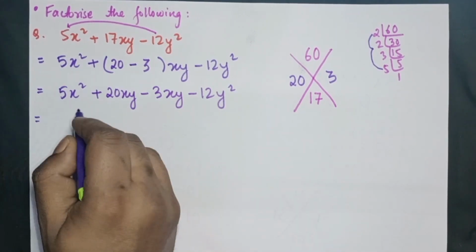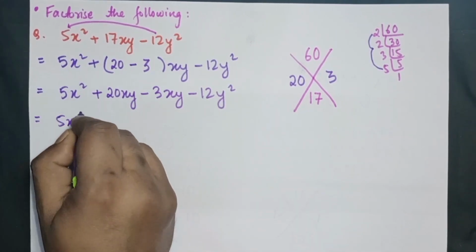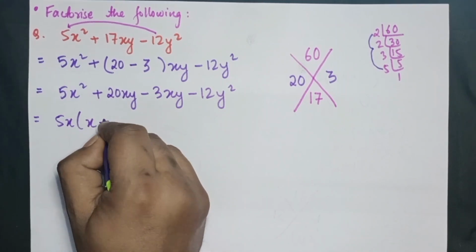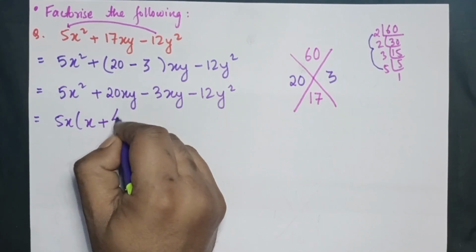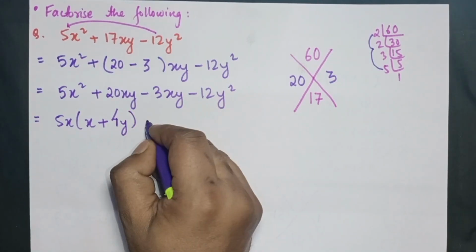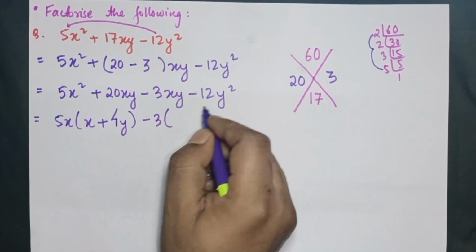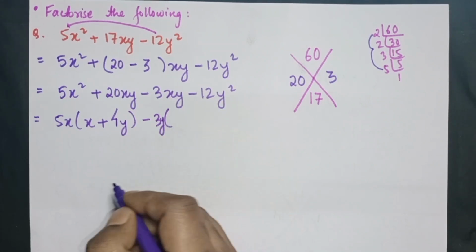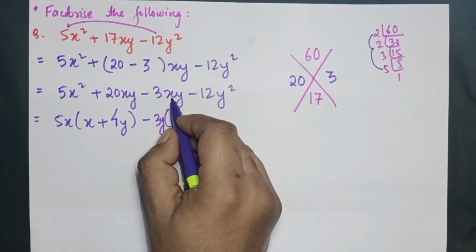Now what do you have to do? We have to take common. So 5x will be common. So you think of dividing. So x. So 5 4s are 20. Yeah, 4s are 20. X already gone. So what is left over? 4y. Okay. Now minus 3. Minus 3 and y is also there. Yeah, y is also matching. So minus 3y.